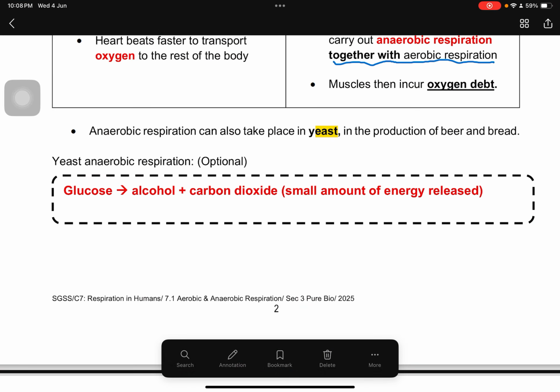So for your information, here's the word equation for yeast anaerobic respiration. It's optional, not part of your syllabus, but I think it's good to know as well. Where else anaerobic respiration happens and what is the difference between yeast versus living cells. So please take down. And I'll end the first video over here. In the next video, we'll understand a little bit more about what oxygen debt is and how it is being paid back.